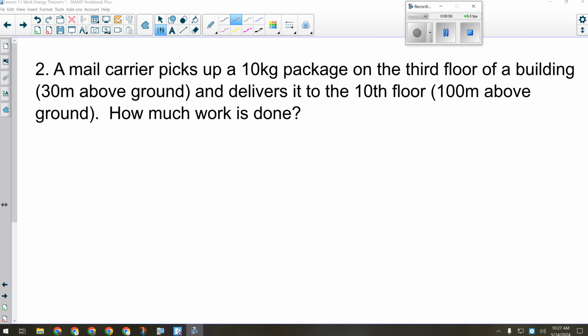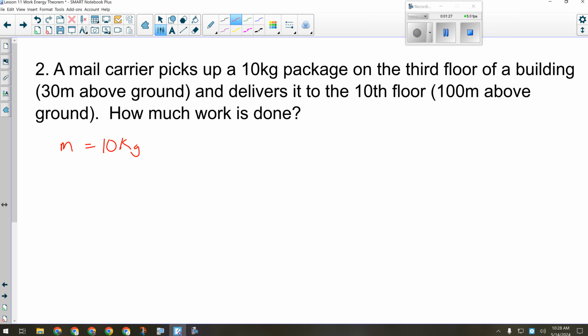Okay? So what we have to do with a work energy theorem question first is ask ourselves, after reading the question, what kind of energy, potential or kinetic, is being changed here? Right? So in this question, a mail carrier picks up a 10 kilogram package, that's probably an important number, on the third floor of a building 30 meters above the ground. Okay, what do we call a measurement above the ground? Height. Okay, so that's probably my initial height.